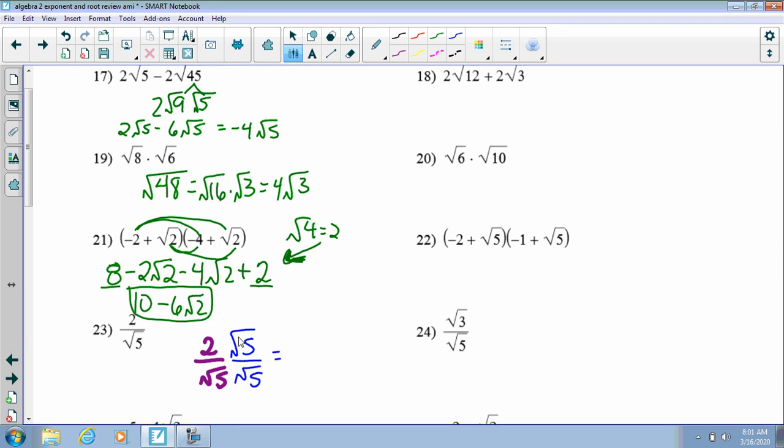And these are not both in the square root sign, so you cannot make that a 10. So you just have to leave it 2 root 5. Then on the bottom is just going to be 5. And that is it on that problem.